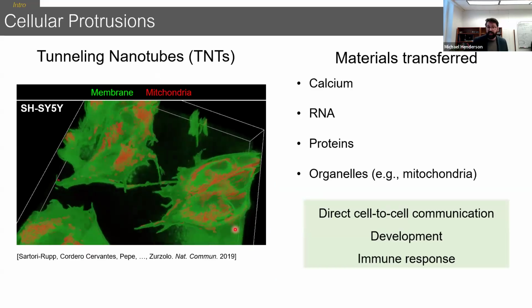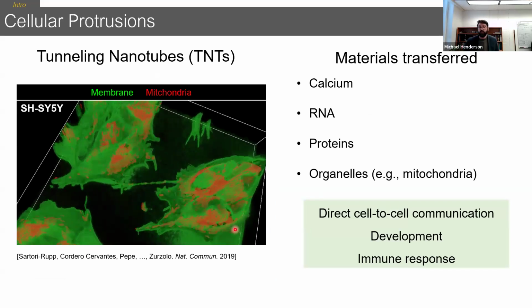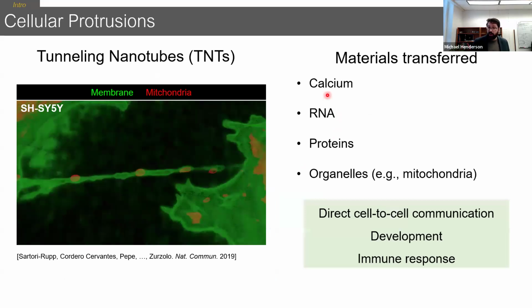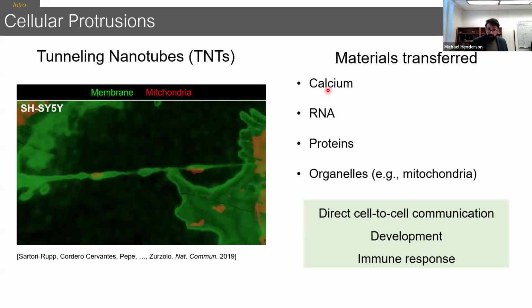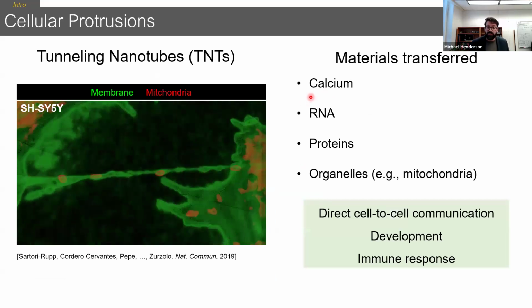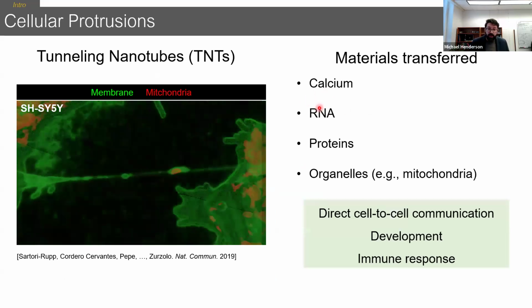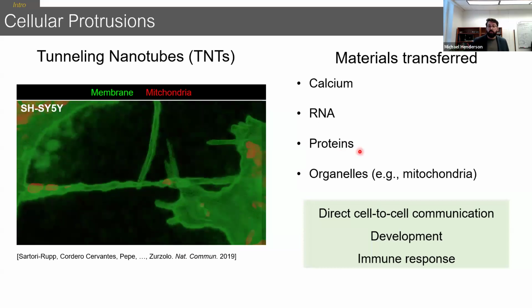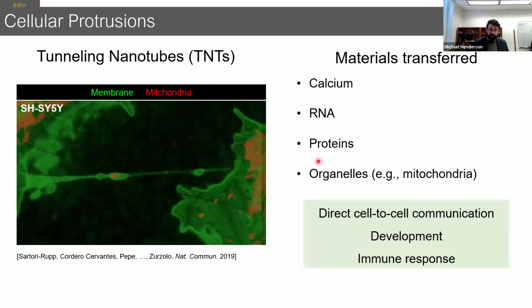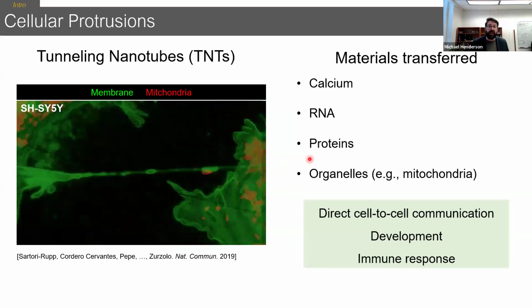And the type of cargo that can actually be transported is really, really diverse. So not only can you have small ions like calcium, which is an important signaling molecule in cells, be transferred through these open-ended connections, but you can also have signaling RNA, proteins, and even more awesome are the transfer of organelles, such as mitochondria or lysosomes, for example.